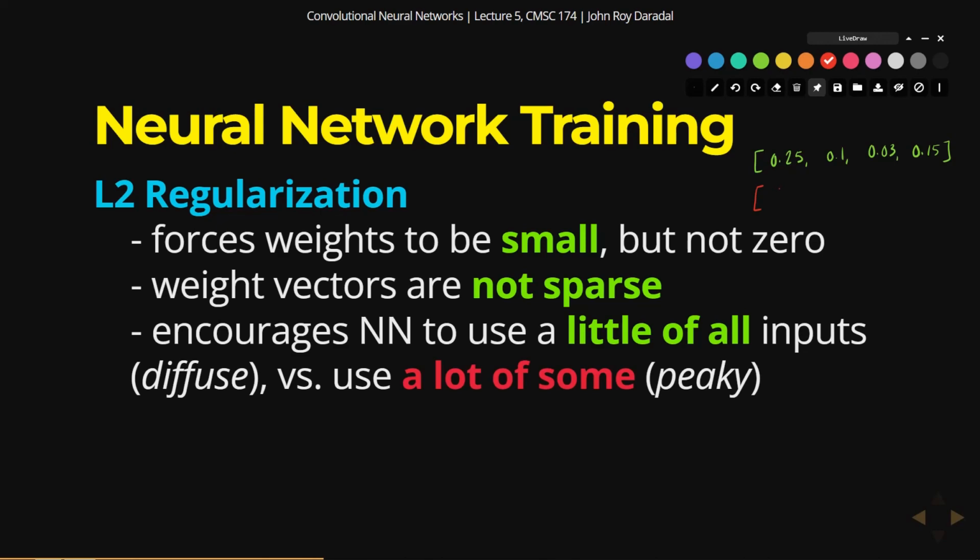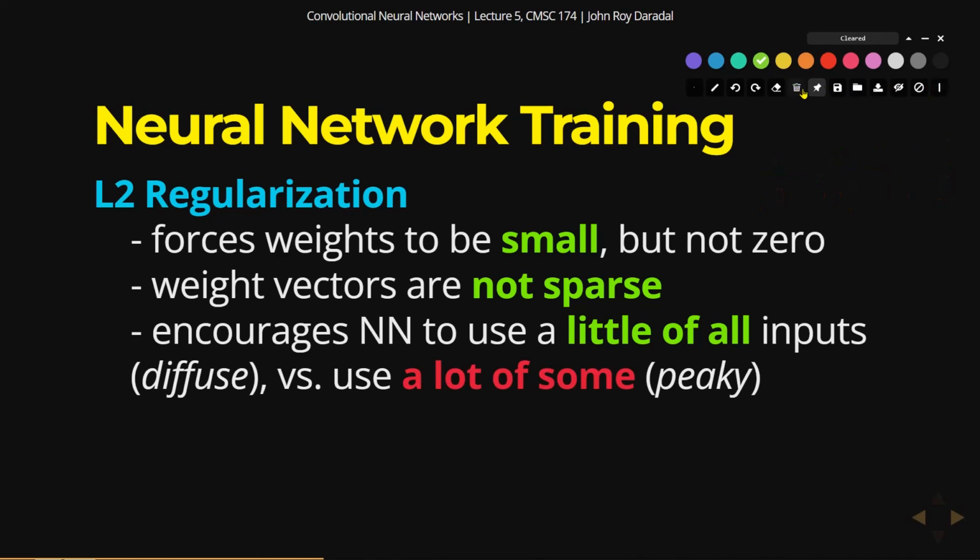So meaning maybe this one is 0, this one is 0.8, this one is 0.001, and then this one is 0 again. So you're only using a lot of the second feature, like you're over relying on the second feature. We don't want that. So it encourages the neural network to have weights that are, even if it's only small, at least using a little bit of all the inputs. Okay, versus the peaky version, which is overly relying on some features only.